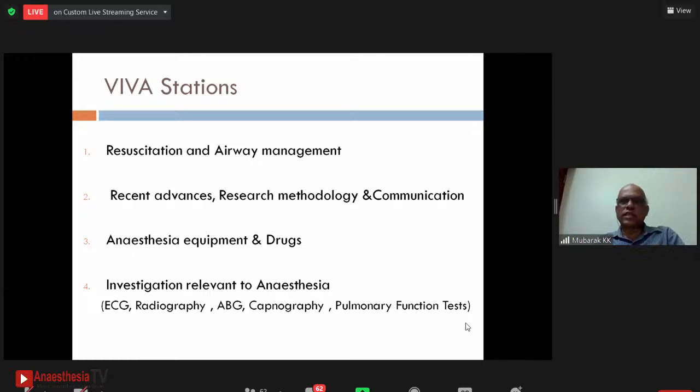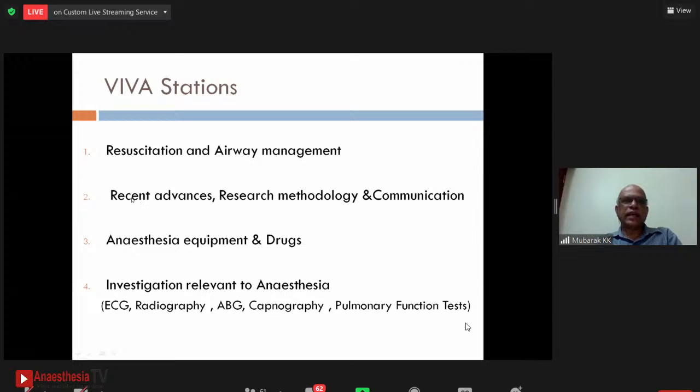So next is the Viva stations. In that, as done in the previous exams, there are 4 stations. The first is resuscitation and airway management. In resuscitation, don't think that it is only cardiopulmonary resuscitation. They may ask about airway resuscitation also, and airway management also. So airway equipment, airway management, like the Heimlich maneuver or triple airway maneuver or cervical spine injury airway management. Such airway management will also come into this resuscitation station. So these are the areas, but you get only 5 to 10 minutes.